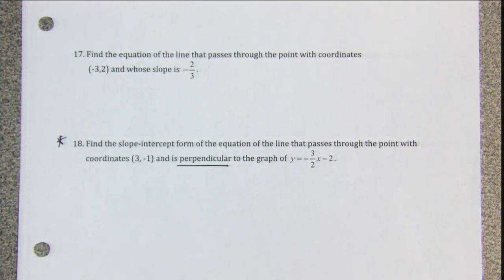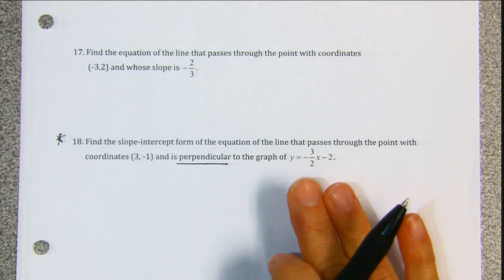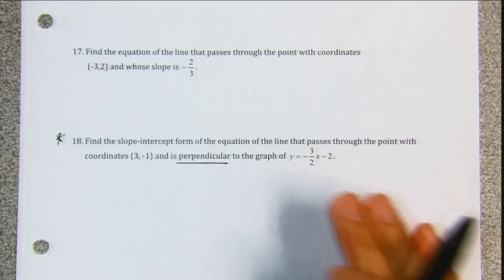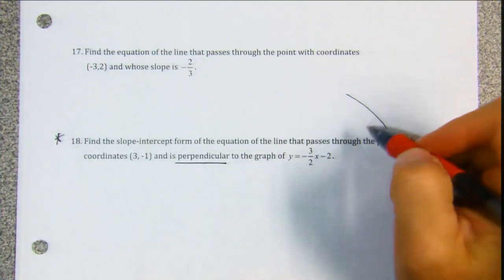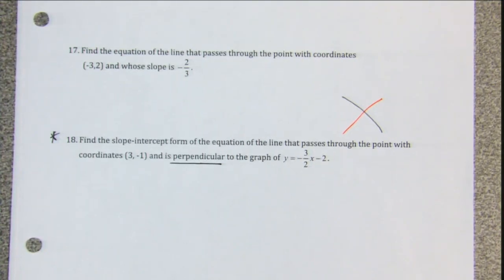So find the slope-intercept form of the equation of the line that passes through the point with coordinates 3, -1, and is perpendicular to the graph of this line. So this is an equation for a line, maybe going like this, and I need to find the equation of a line going like that, right? That's basically what's happening. So we learned about those relationships with slopes, perpendicular line, for this reason.